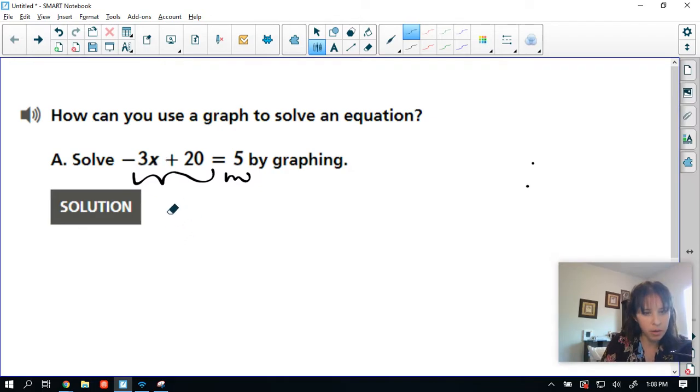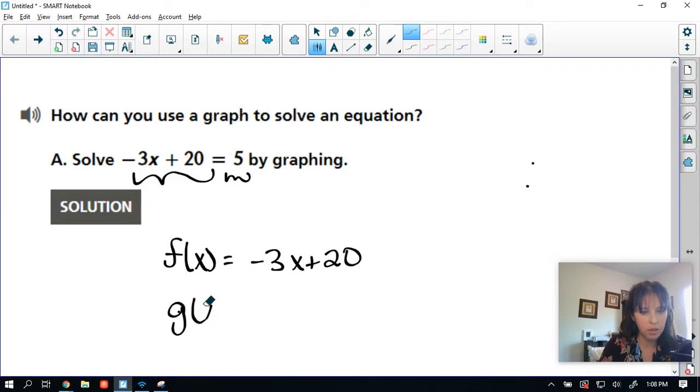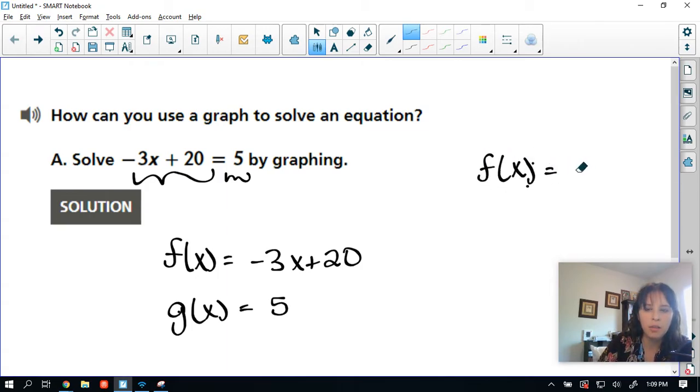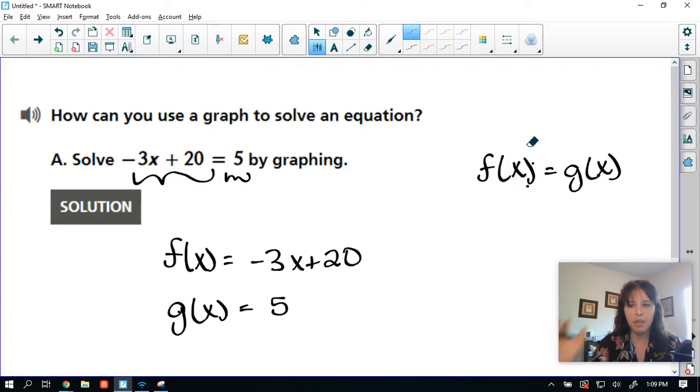And with these expressions, what I could do is say f of x is equal to negative 3x plus 20. And then the other one, I'm just going to call it g of x, and this is equal to 5. So what we're going to do is look at when f of x is equal to g of x, and we're going to look at this graphically. Later on, we'll learn how to do this algebraically, but when I say I want to see when f of x equals g of x, I'm going to see basically when they intersect.